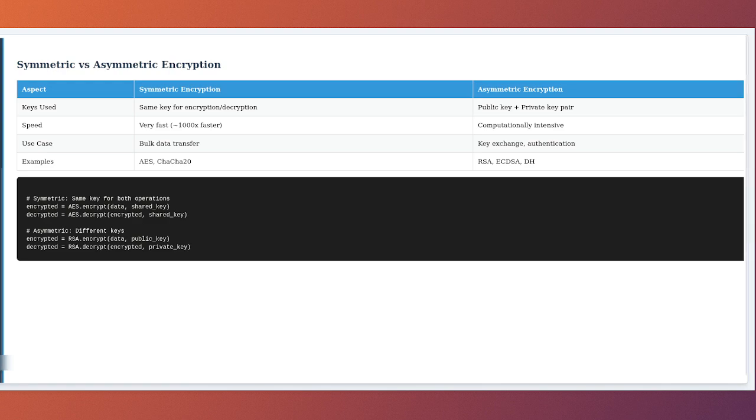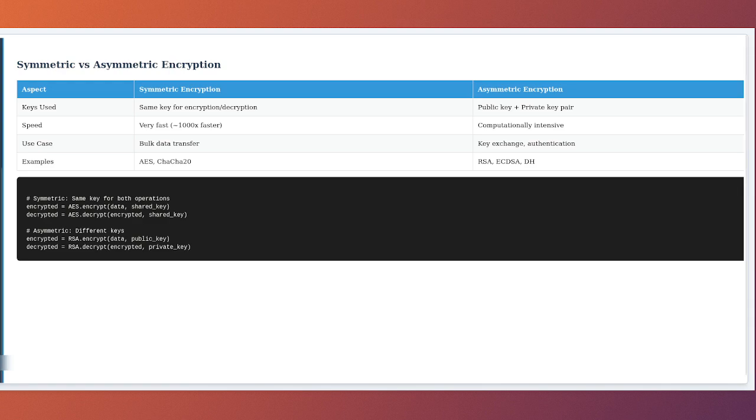Here's the critical trade-off. Asymmetric encryption is roughly 1,000 times slower than symmetric encryption. Encrypting just a few megabytes with RSA would take a painfully long time compared to AES. However, asymmetric encryption solves the key distribution problem. You can safely share your public key with the entire world without compromising security.